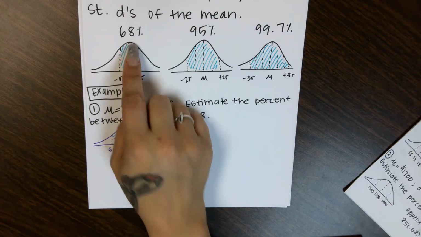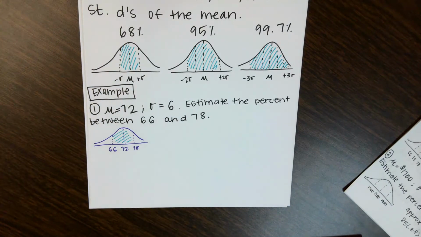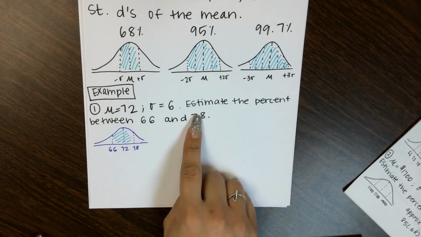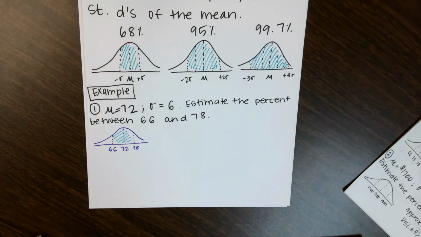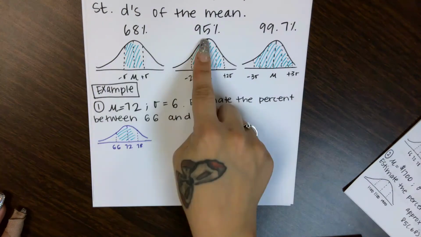Okay? So it tells you the word mean, and it says the word standard deviation, and then it tells you what to estimate. And then just do a little sketch, and you'll see, oh, I'm over 2 standard deviations, or I'm over 1. Whichever one it is, that's your answer right here. 68, 95, 99.7, I mean.